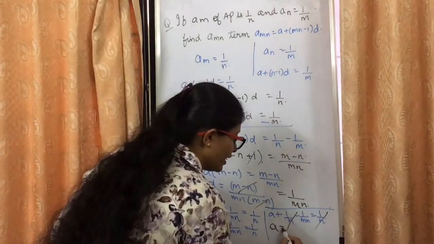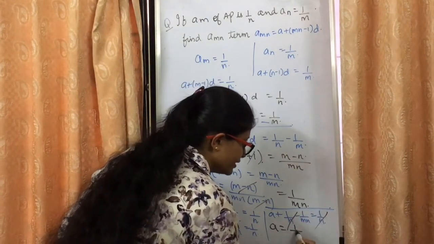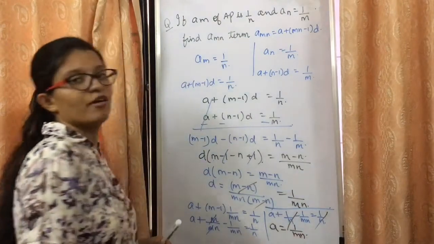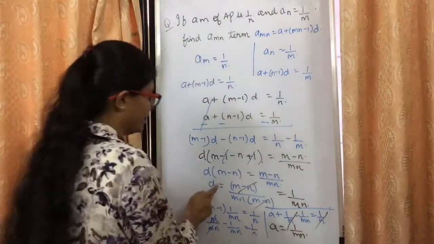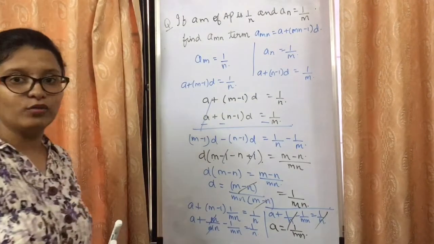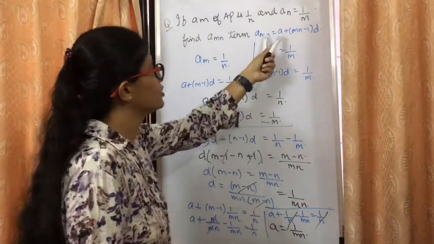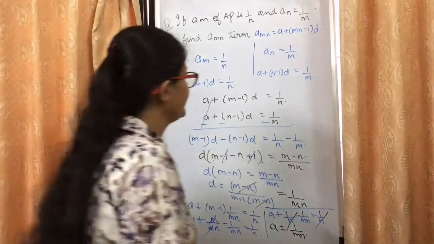So the value for a comes out to be, if I take minus 1 upon n to that side, a is also 1 upon mn. So 1 upon mn is the value of a, and 1 upon mn is the value of d. Now that a and d have come out, substitute them and you will get amn. Let's see.